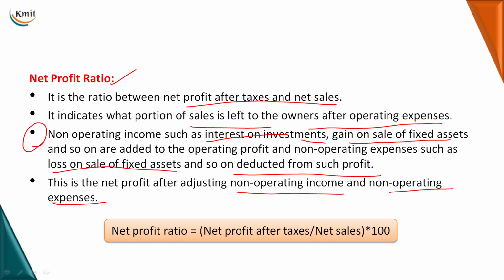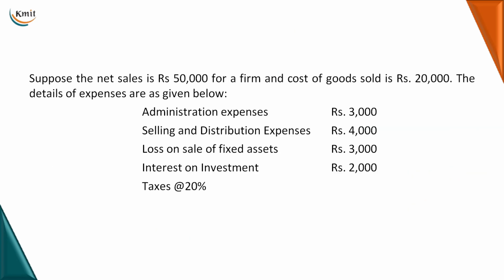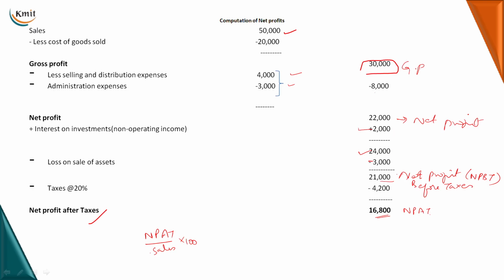So net profit ratio will be net profit after taxes divided by sales into 100.